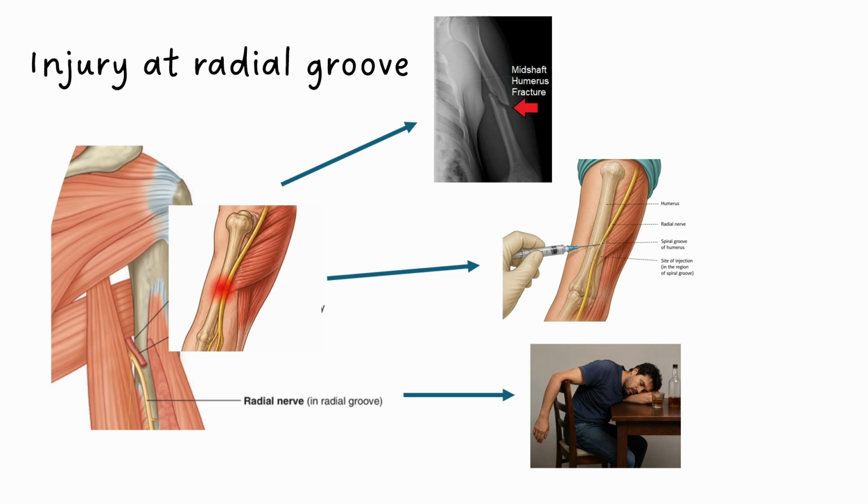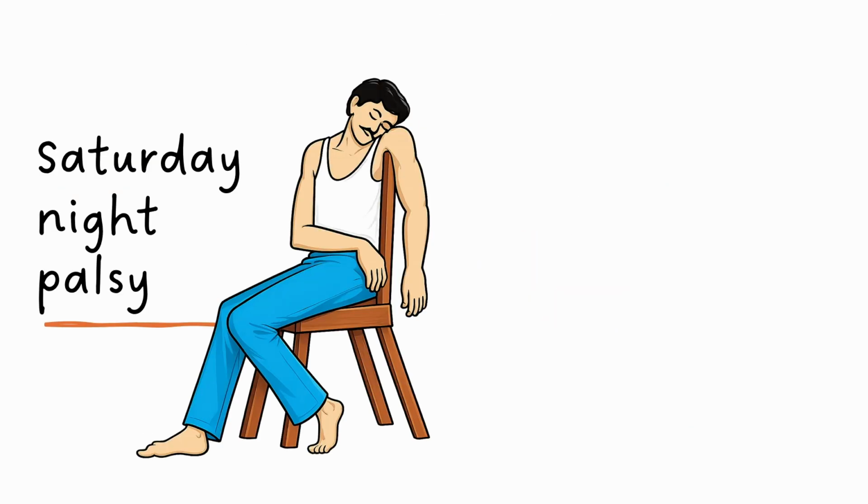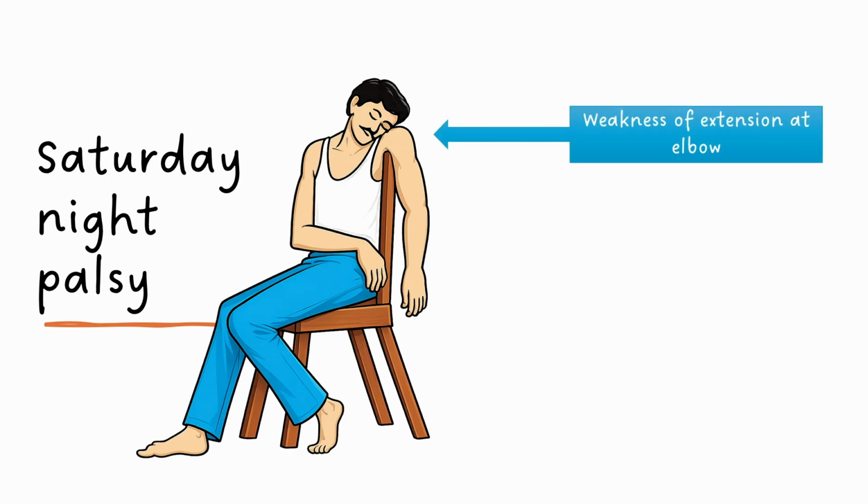This is also called Saturday night palsy, from someone falling asleep with the arms hanging over a chair, compressing the nerve for hours. Injury to the radial nerve occurs most commonly in the distal part of the groove, beyond the origin of the nerve to triceps and the cutaneous nerves. So the clinical features seen here are weakness of extension at the elbow because the long head and the medial head of triceps are supplied before the radial nerve enters the spiral groove.